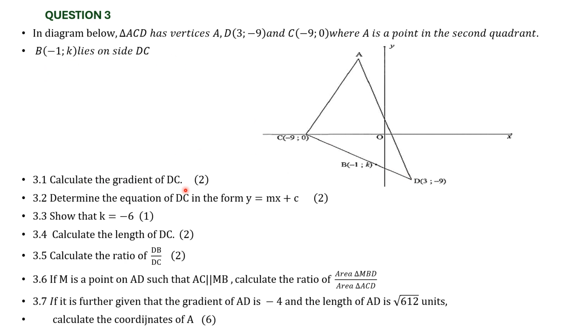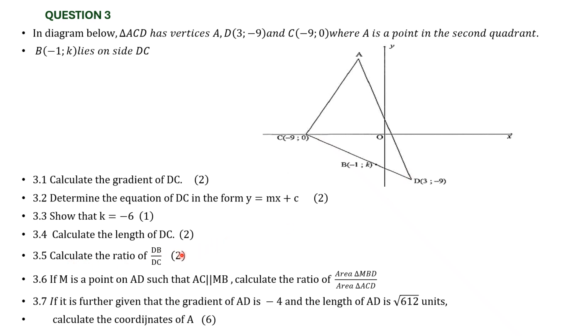So they want us to calculate the gradient of DC. So I have two coordinates. I should be able to calculate the gradient. Equation of DC. So I get the gradient from there. I just need to find the y-intercept. So C is there. So we'll substitute a point in one of the two to get C. Show that K equal -6. So if I have the equation of that line, I can substitute -1 in the equation and get the y value. Then they want the length of DC. So DC, distance formula, use that, we can get that.